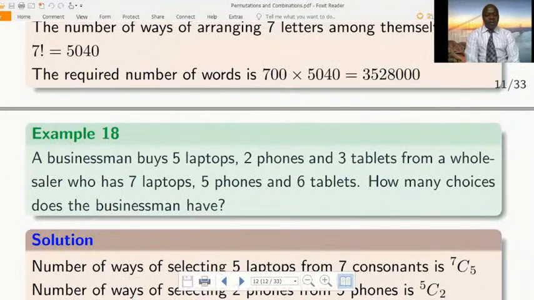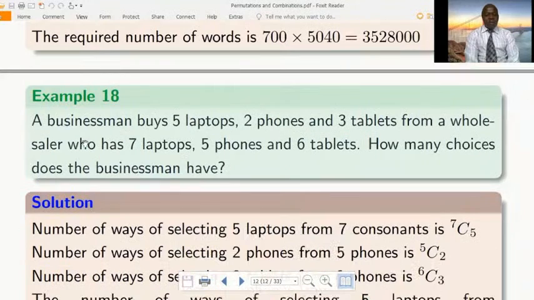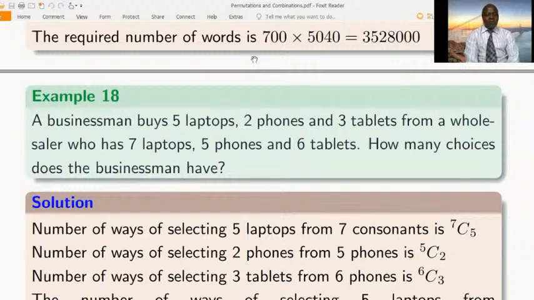Now we'll see this other one, example 18. Example 18 says that a businessman buys 5 laptops out of 7, 2 phones out of 5, and 3 tablets out of 6 from a wholesaler. How many choices does the businessman have? So again, this question involves combinations and not permutation.